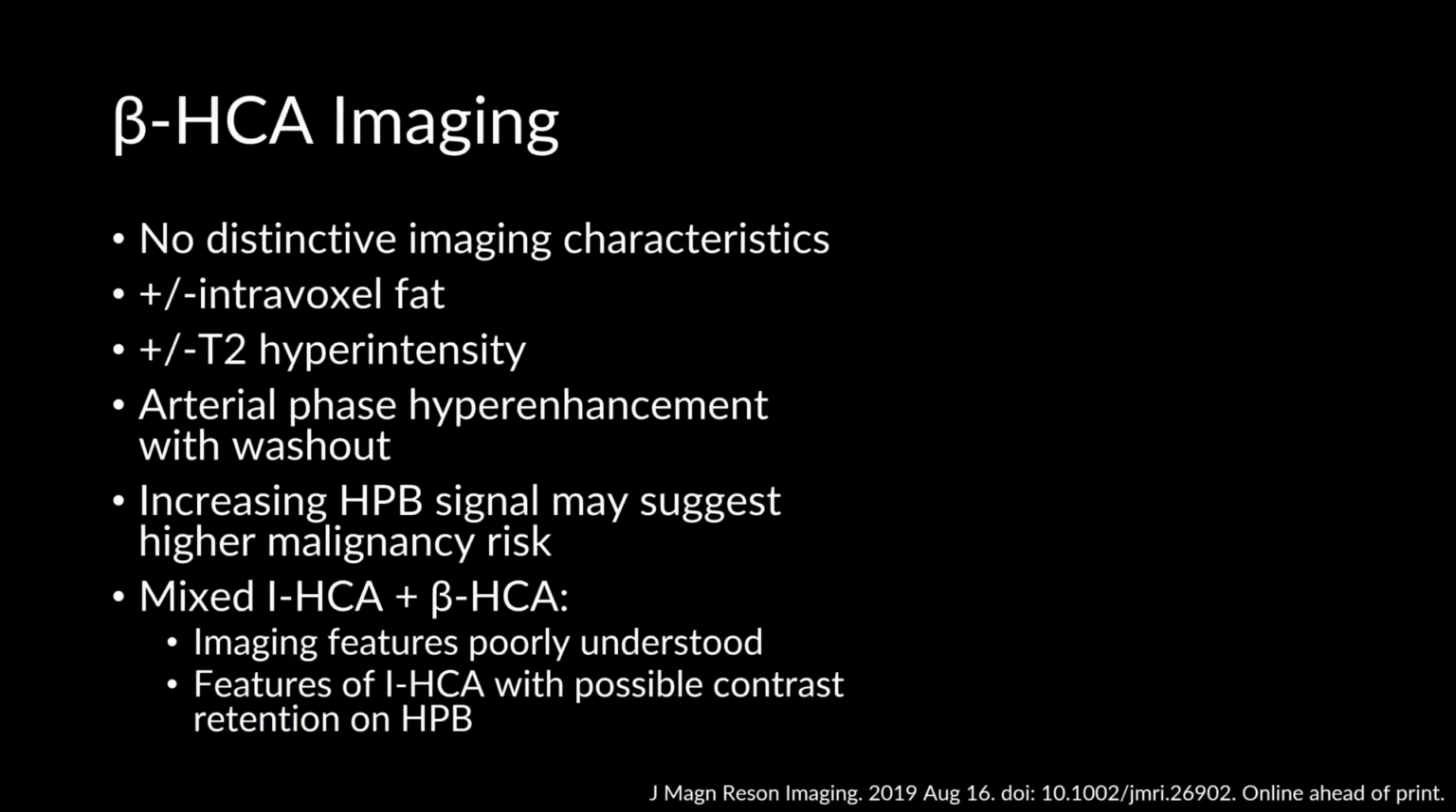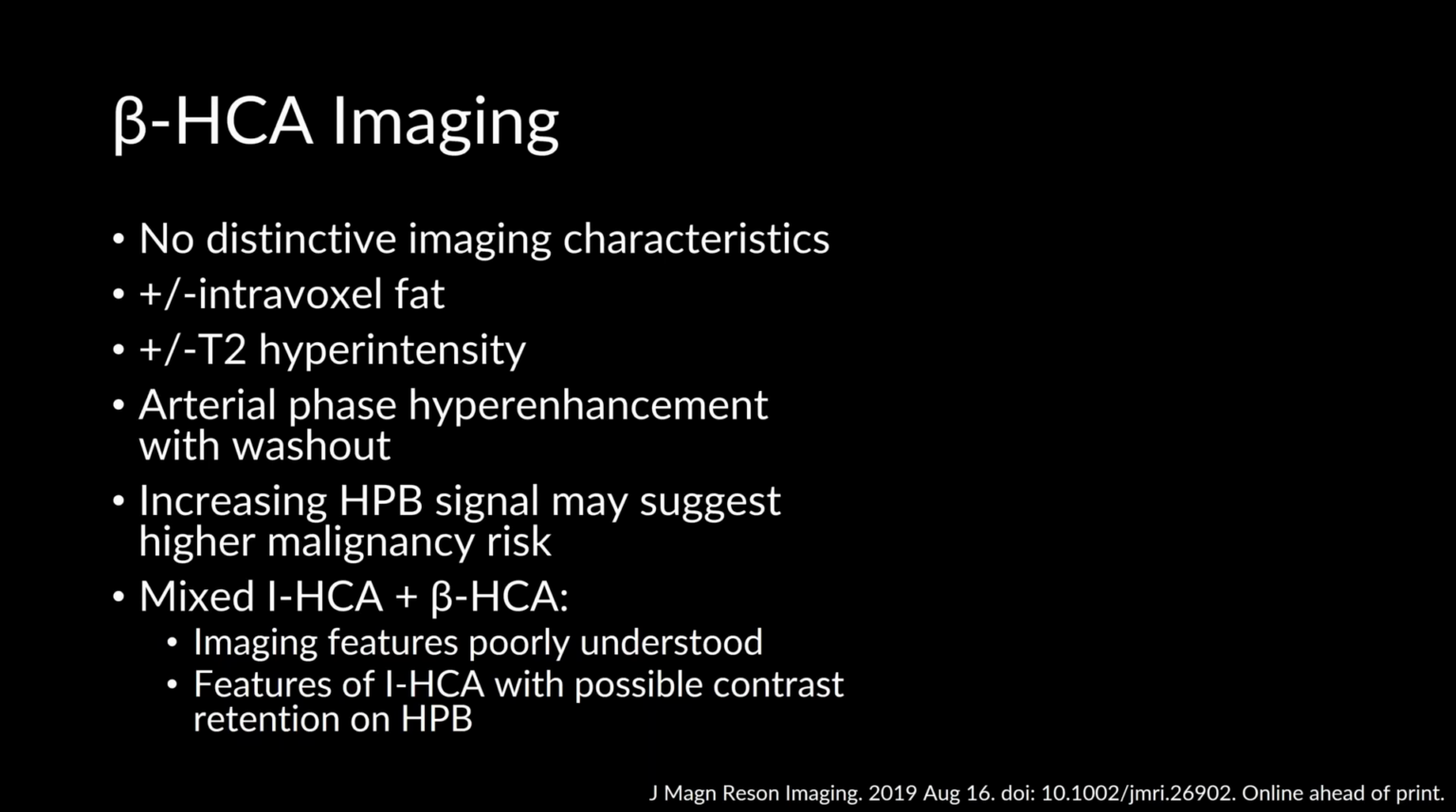As far as imaging, unfortunately, there is nothing distinctive imaging-wise to make us be able to say that, yes, this is a beta-catenin-activated lesion. There may be some intralesional fat, there may be some T2 hyperintensity. Usually there is arterial phase hyperenhancement with washout, and we have now recognized that increasing hepatobiliary phase signal suggests a higher malignancy risk. These features are the same as with the mixed inflammatory beta-catenin subtype.